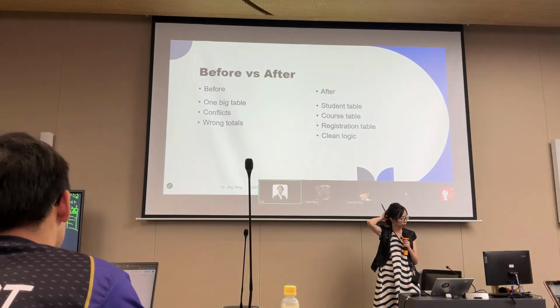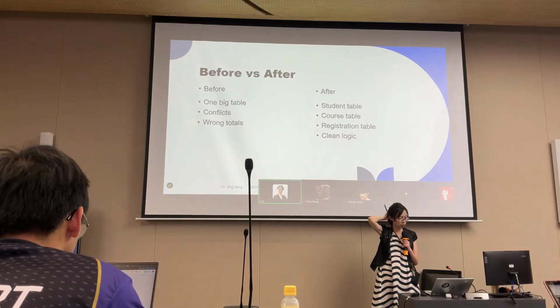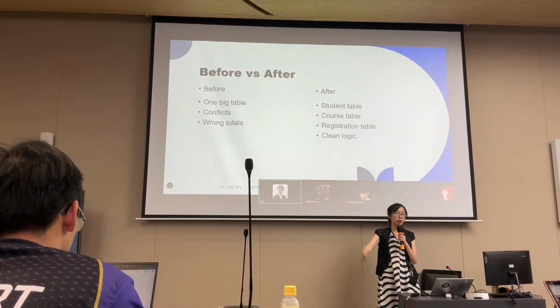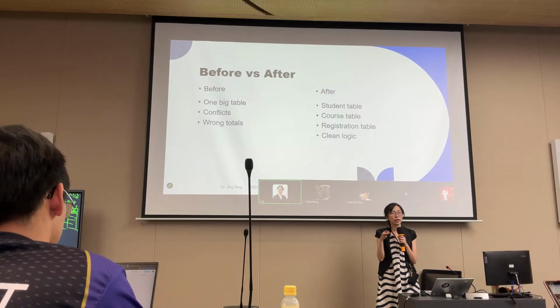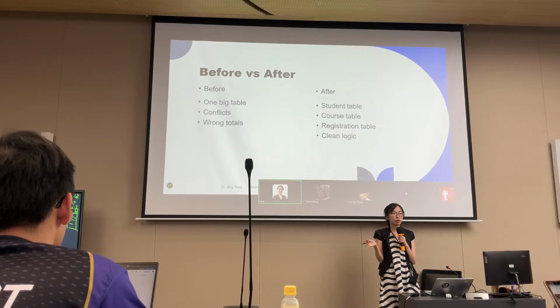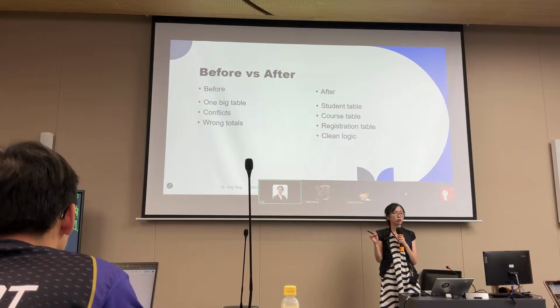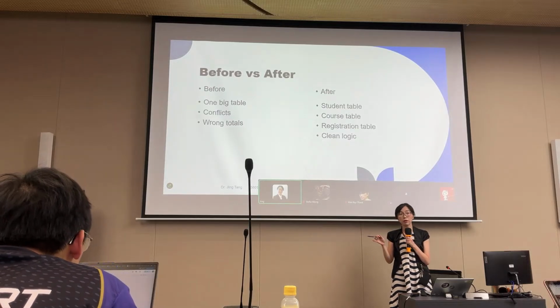Before normalization, you usually will have one big table, complete, round total. But after that, you will have very clean logic. You will have a student table, course table, registration table. Also, each table is one object or some M2M, multiple-to-multiple relationship.